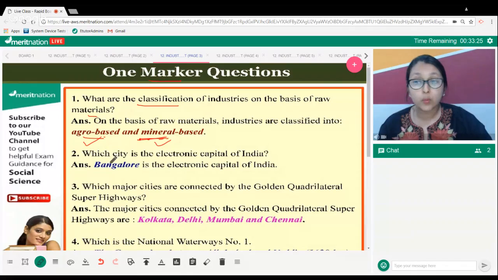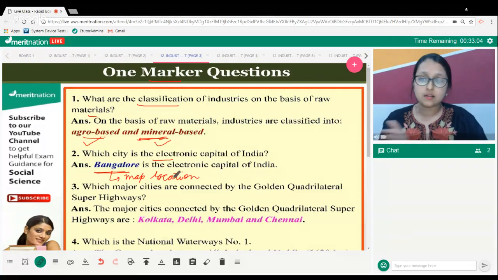Fine. So, which city is the electronic capital of India? Bangalore. Okay, Bangalore is the electronic capital of India. Also, when we are referring to any particular city, you should also know the map location. Whenever you are studying about it, you can have a look at the map. Just keep a political map with you, and you can also see the location simultaneously.